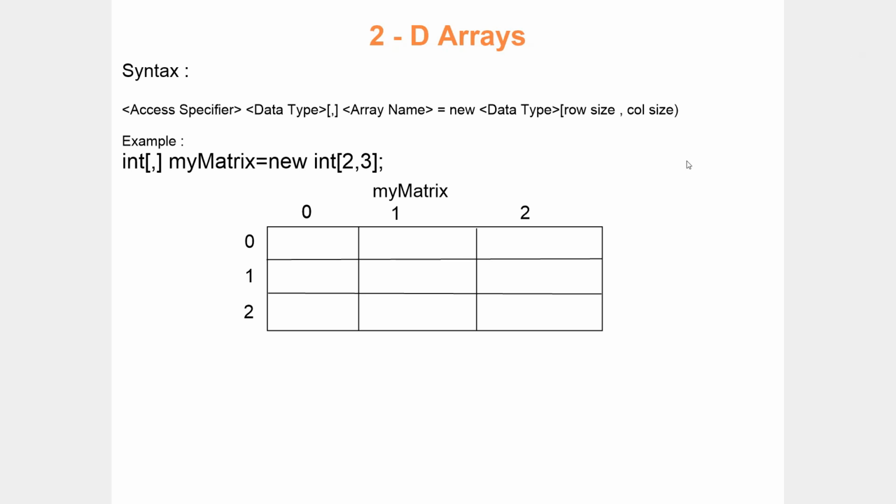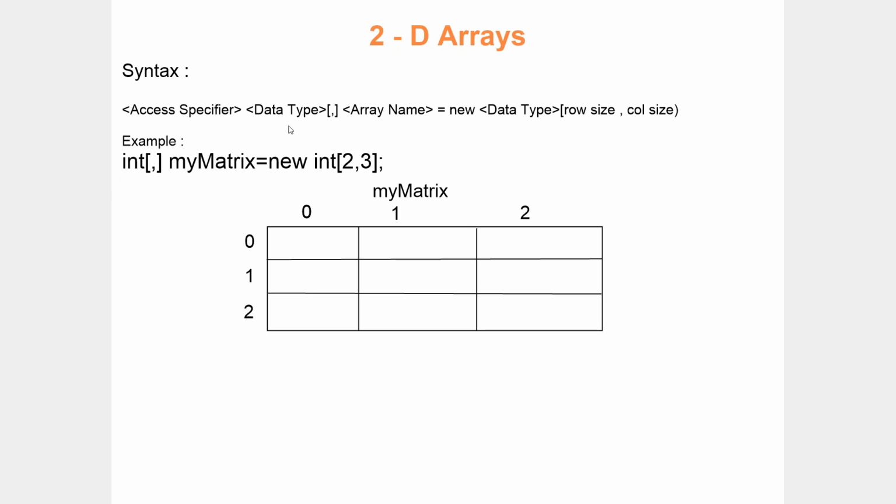So let's see a simple example. According to the syntax, first you need to define the access specifier, but it is an optional thing. If you do not specify it, by default it will be considered as private. So I did not specify anything.